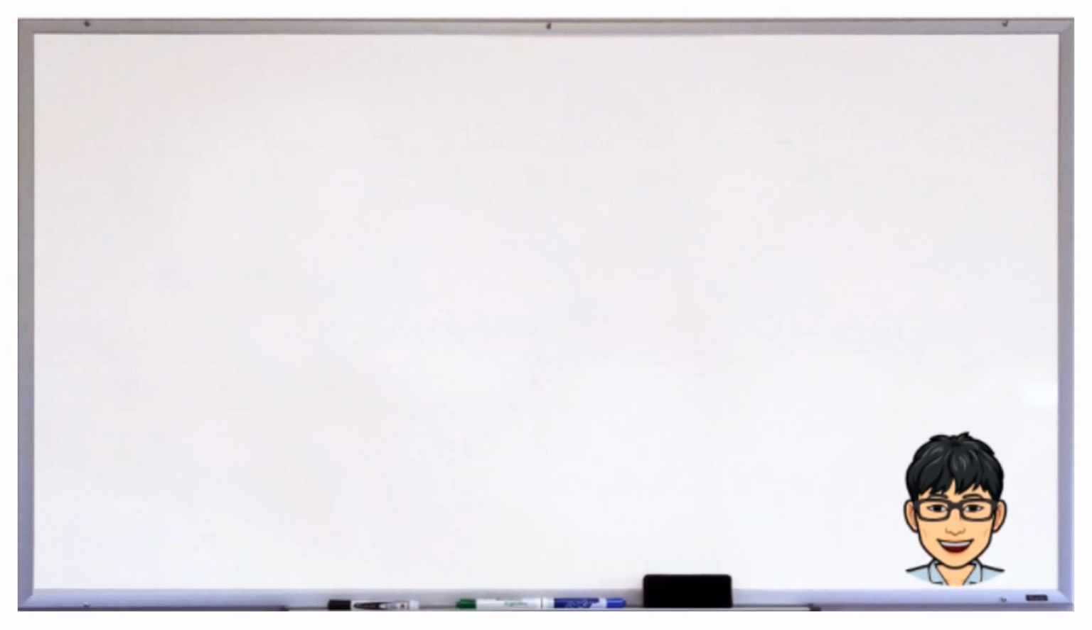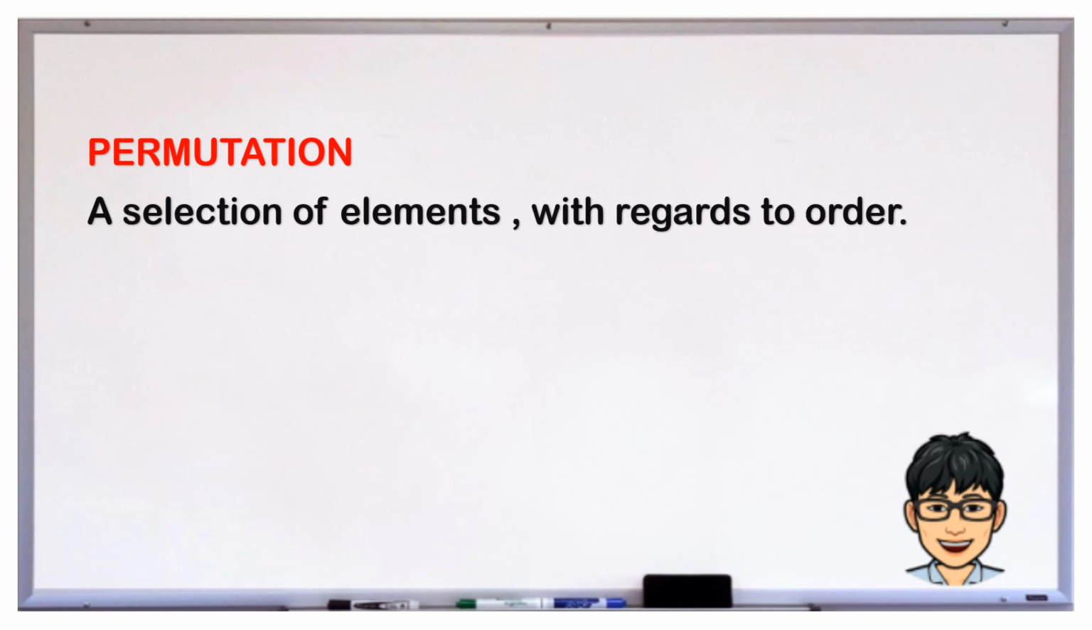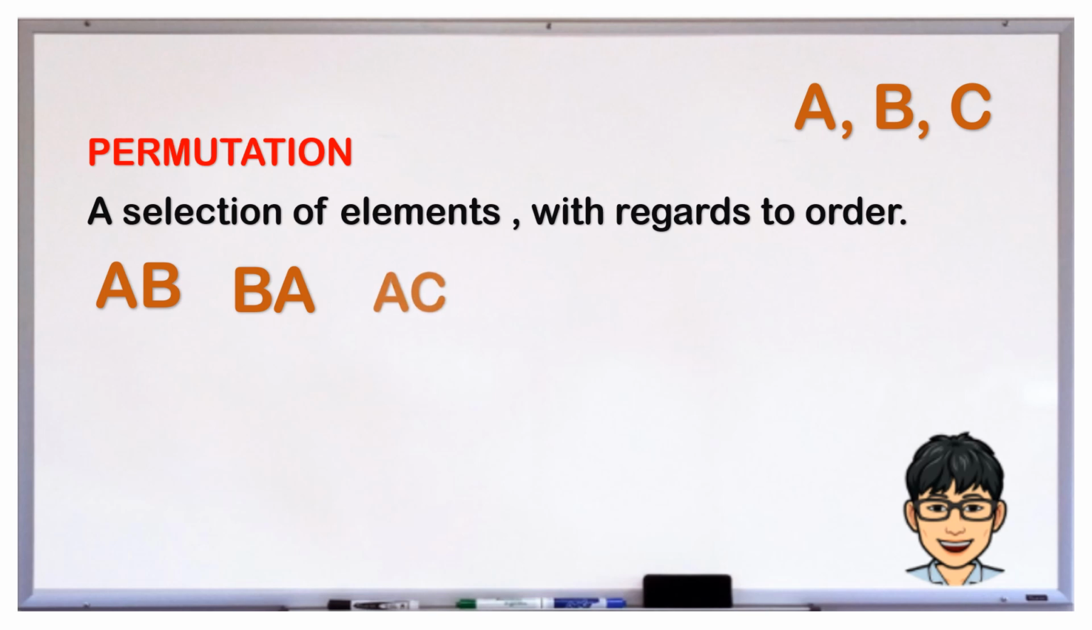Kung babalikan natin ang mga definitions ng permutation and combination, sinasabing ang permutation is a selection of elements with regards to order. So, mahalaga sa permutation ang order of selection. Halimbawa, mayroon tayong 3 letters kung saan kukuha lang tayo ng 2. Ang mga possible arrangement natin ay AB, BA, AC, CA, BC, and CB. Dito makikita natin na mayroon tayong 6 different possible arrangements.